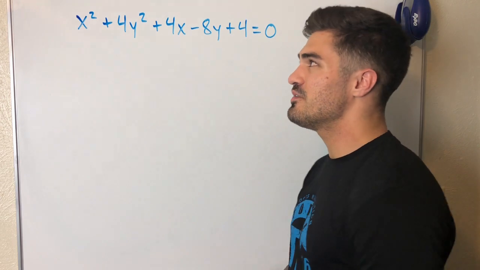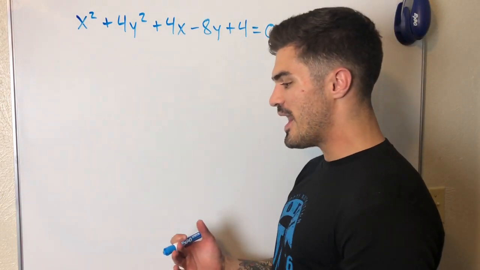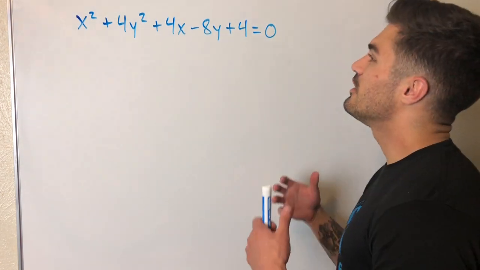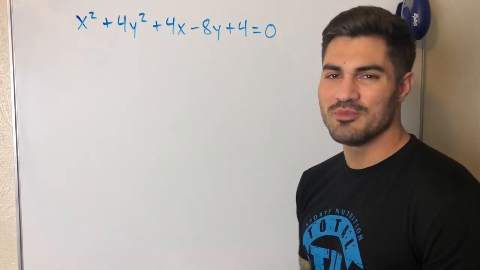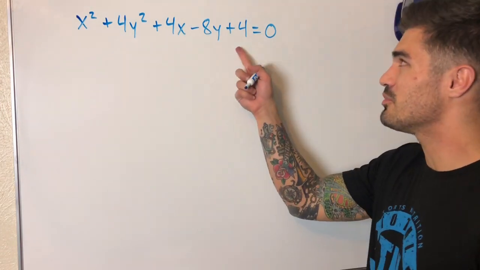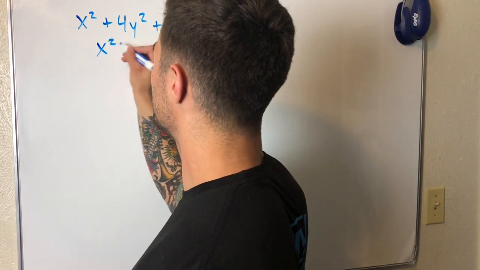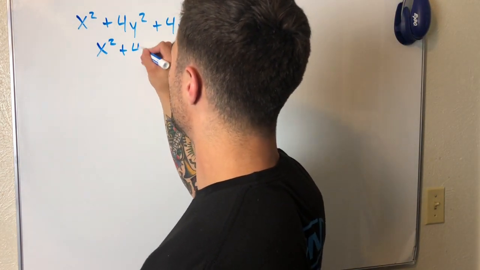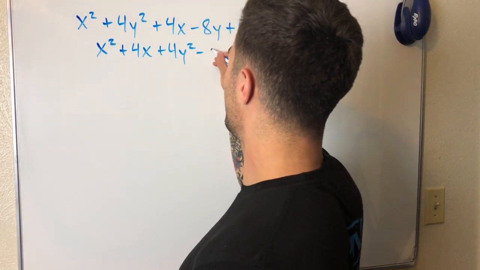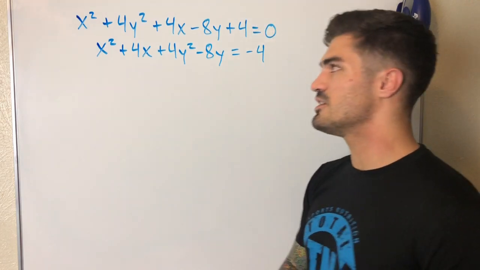Now we are given the equation of an ellipse, and we're asked to find the foci, the vertices, as well as the center, and then graph it. So guess what we're going to do? We're going to complete the square. So I'm going to get my x's together and my y's together. I'm going to bring the constant to the right side, and we're going to get ready to complete the square. So x squared plus 4x plus 4y squared minus 8y equals -4. That's how I'm going to set it up.